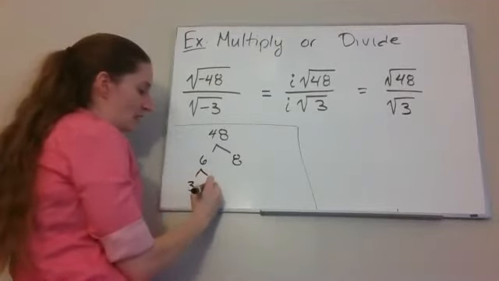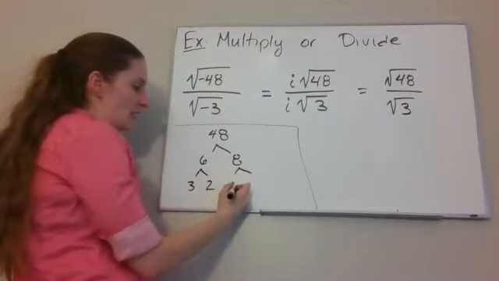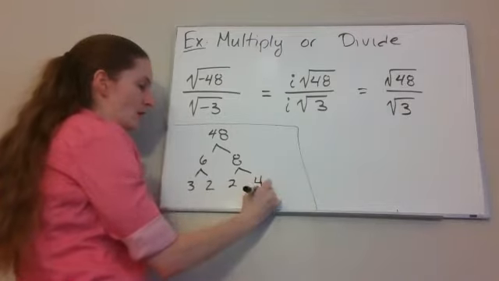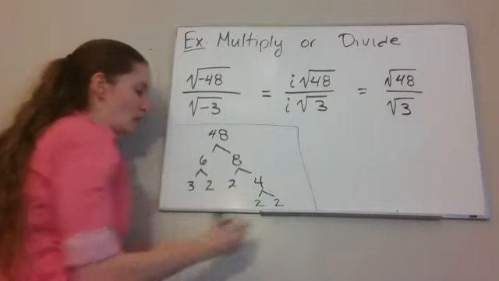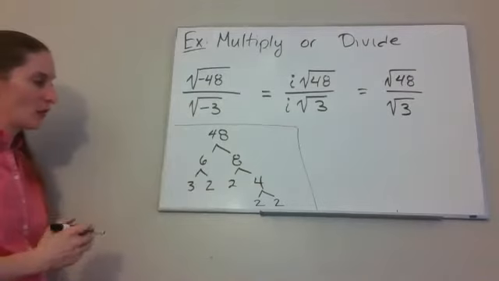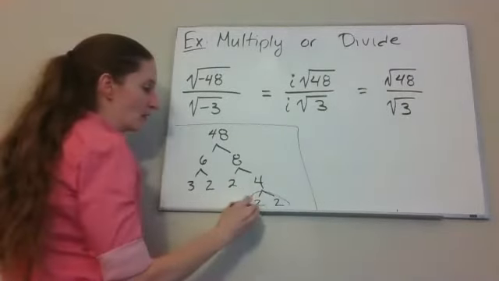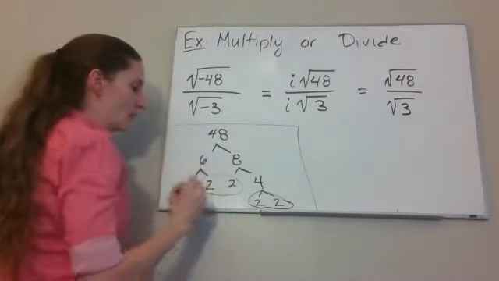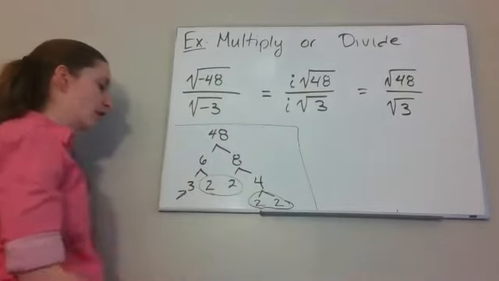6 is 3 and 2. 8 is a 2 and a 4. 4 is 2 and 2. So I've broken everything down all the way, and now I look at my pairs. I have a pair of 2's and another pair of 2's with a 3 left over.